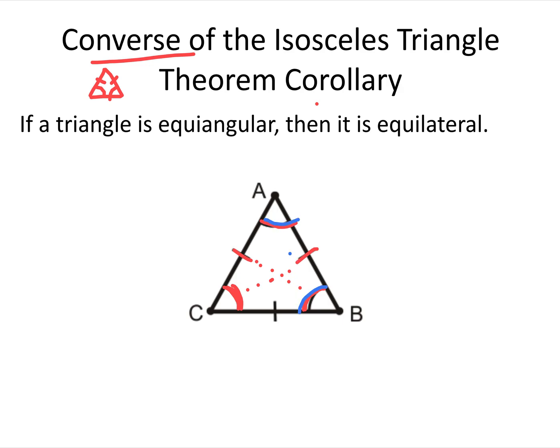Then the sides opposite those angles, so this side and side AC, would be congruent to each other. And if you continue that, and if you said angle A is congruent to angle C, and those sides opposite those angles are congruent to each other, notice by the transitive property, then you end up with all of the sides being congruent, and therefore it is also equilateral.